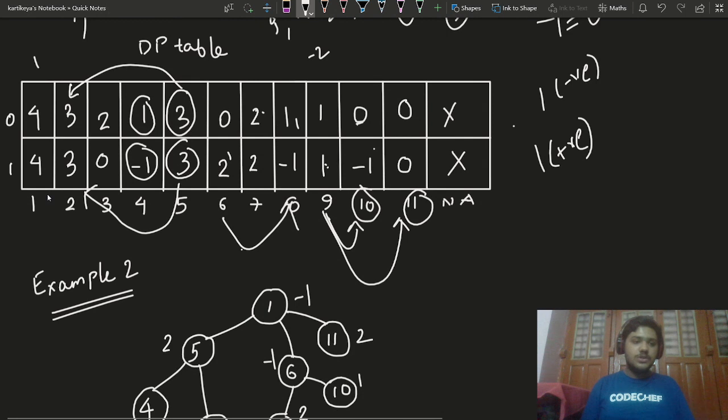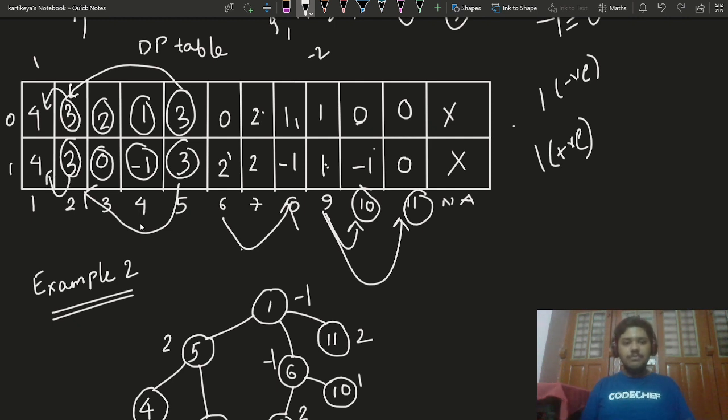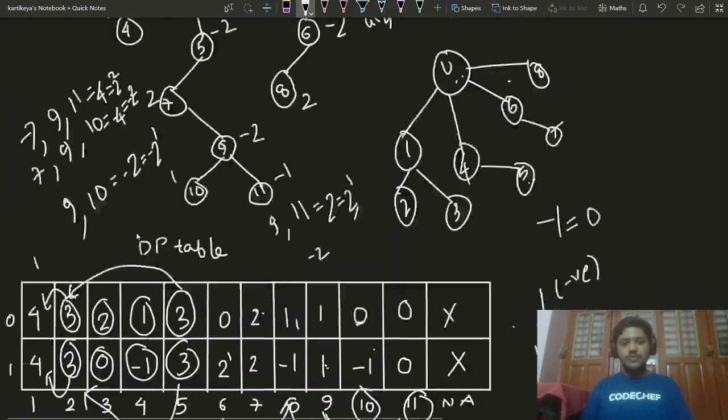Okay, so 2 and 3. Now the positive value that 2 has to offer is 3 and the positive value that 3 has to offer is 2. So I would prefer this value. It would be 3, and 1 plus 3 is 4. Now the negative value that 2 has to offer is 3 and the negative value that 3 has to offer is 0. So I would prefer this value and it would be 1 plus 3, 4. Okay, so basically in this way we compute the DP values for the whole tree.